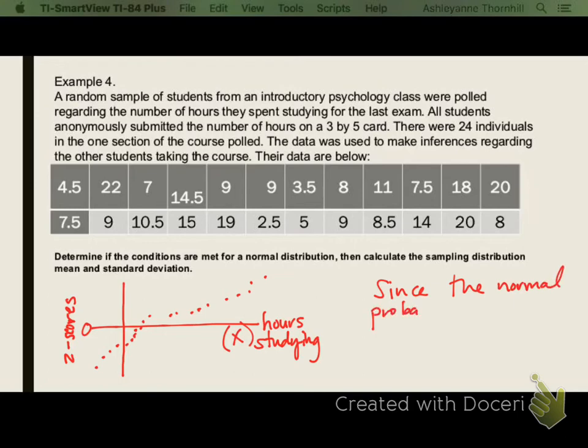So I would say since the normal probability is linear, the data is normal.